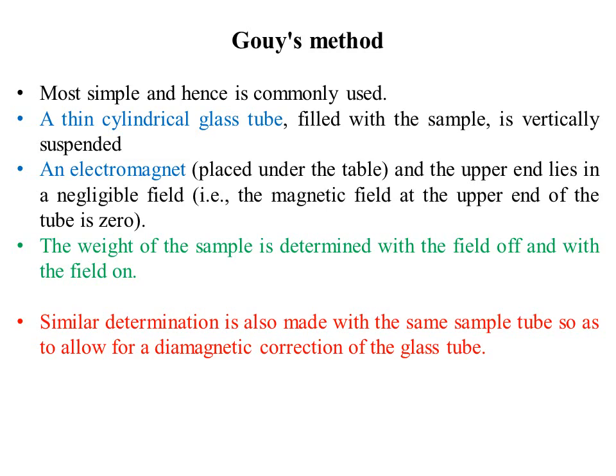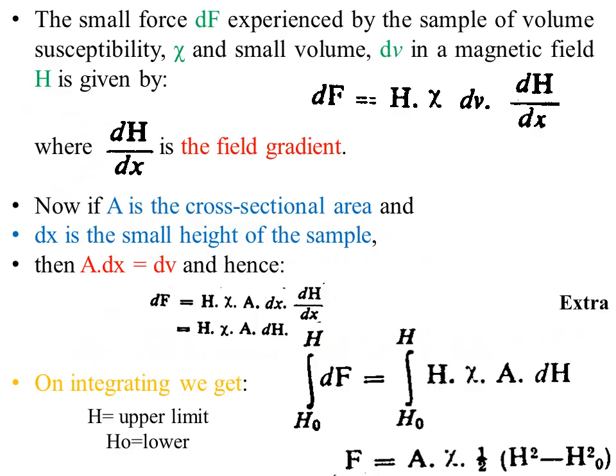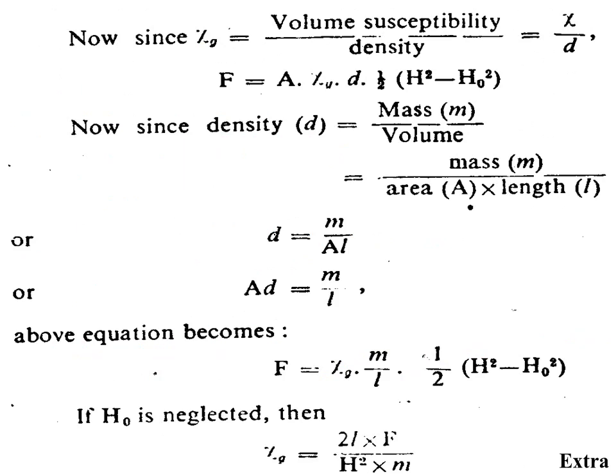This slide is usually an extra addition in this lecture, but I added this material to make a connection between the previous lecture and this lecture. Gram susceptibility is equal to volume susceptibility over density. That means we can write psi g is equal to psi over density.